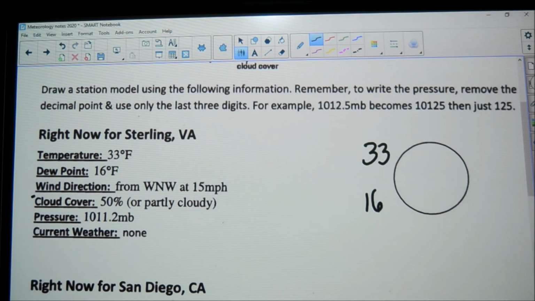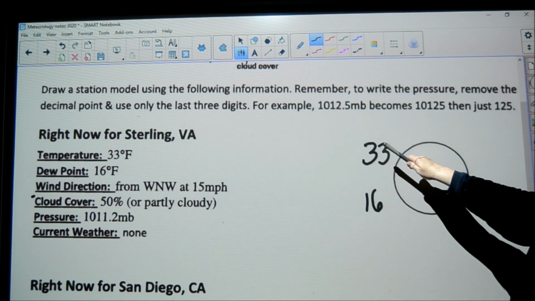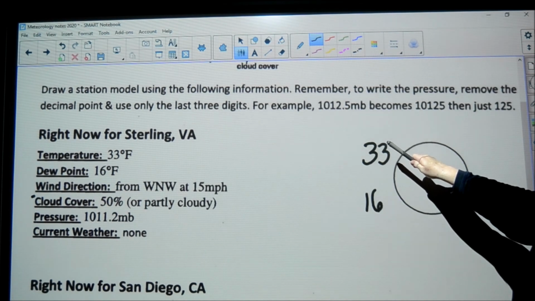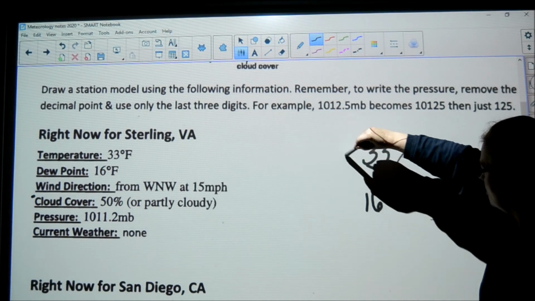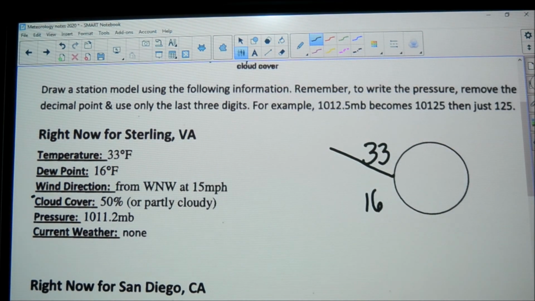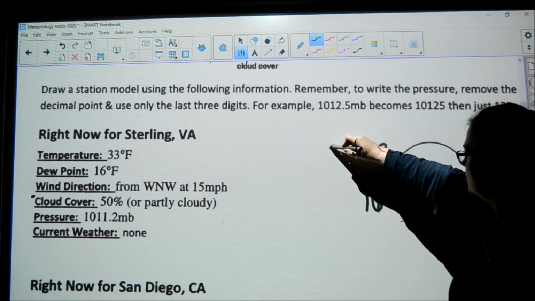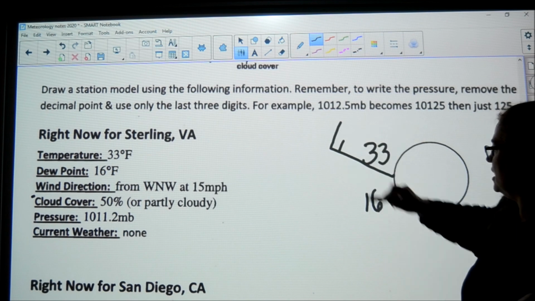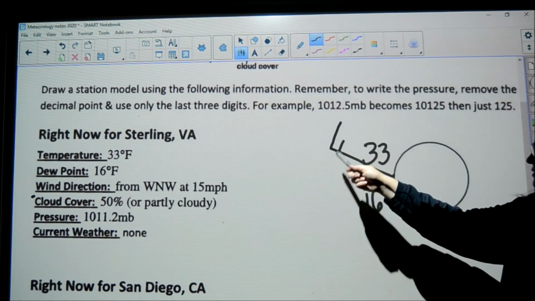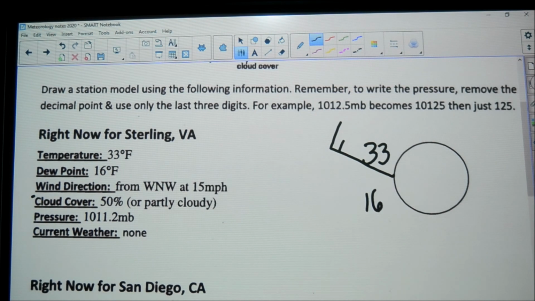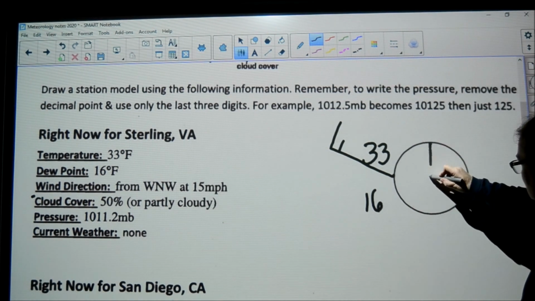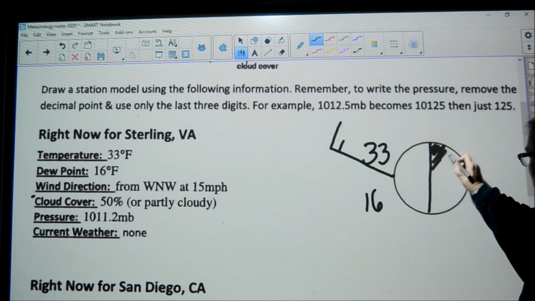My wind direction is coming from the west-northwest. So here's north, here's west. Here is northwest. West-northwest is halfway between northwest and west, so it's coming this way. At 15, we're going to say miles per hour, but we're going to leave it as knots. So remember, long feather is 10, short feather is 5. It doesn't matter what side of the wind shaft you put it on. Cloud cover is 50%, so half of it is shaded in. It doesn't matter which half you shade in.